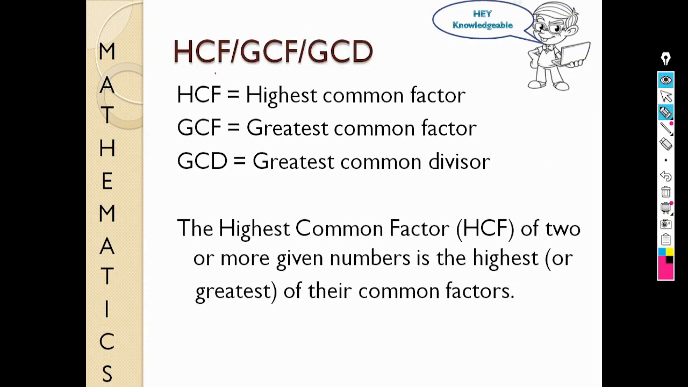So let's see what is HCF, GCF, and GCD. HCF full form is highest common factor, GCF full form is greatest common factor, and GCD is greatest common divisor. And all of these three are same. So we will just try to define one of those things, that is HCF. The highest common factor of two or given numbers is the highest or greatest of their common factors.